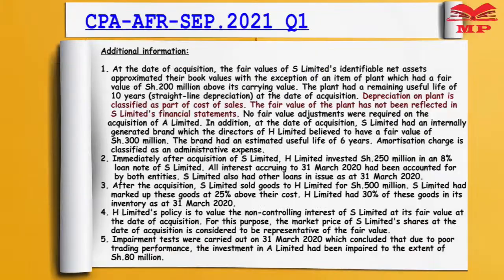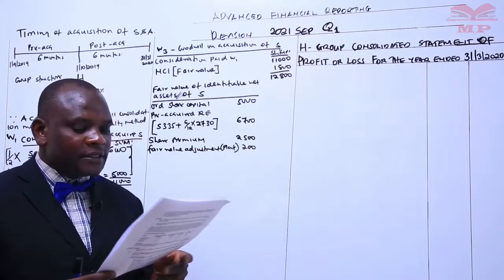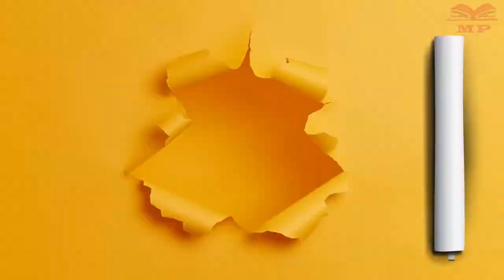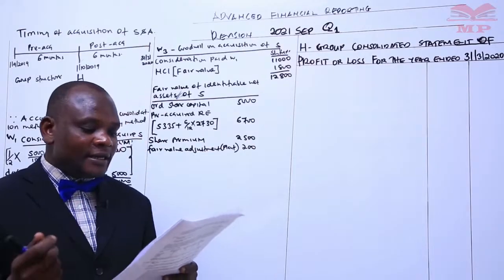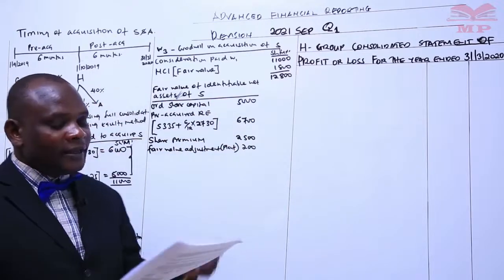Proceeding, depreciation on plant is classified as part of cost of sales, so we have to depreciate because they gave a 10 years useful life. The fair value of the plant has not been reflected in S Limited financial statements, so we have to reflect that fair value adjustment when consolidating. Then no fair value adjustment was required on acquisition of A. According to IAS 28, there is no need because we don't calculate goodwill, we calculate investment in A.